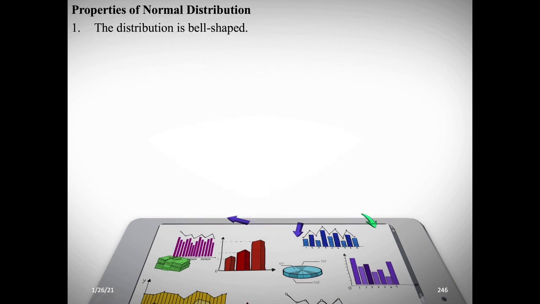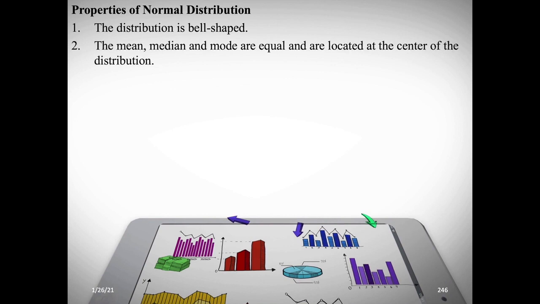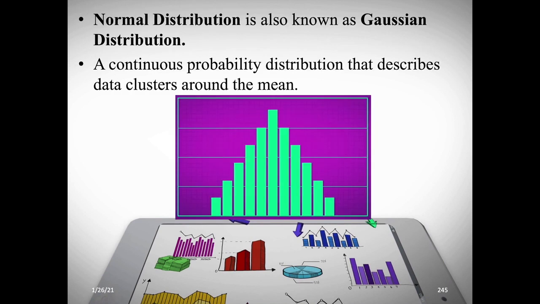So, for the properties, huwag niyong kakalimutan ito. For the first property, it is bell-shaped. That's why other terms niya aside sa Gaussian distribution are the bell-shaped distribution, the bell distribution, or the bell curve distribution. It is all just the same. For the second property, the mean, the median, and the mode should all be equal and are located at the center of the distribution. Meaning to say, if we come back to our histogram here, this highest bar at the center of the graph is the mean, and also the value of the median, and also the value of the mode. I hope you get it.